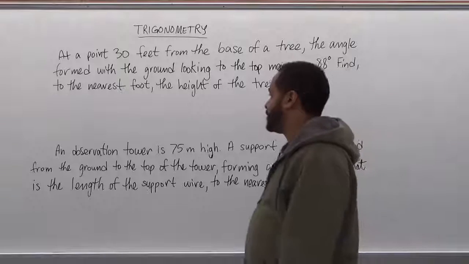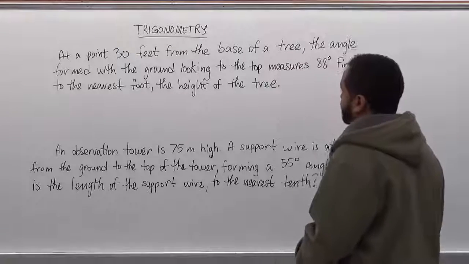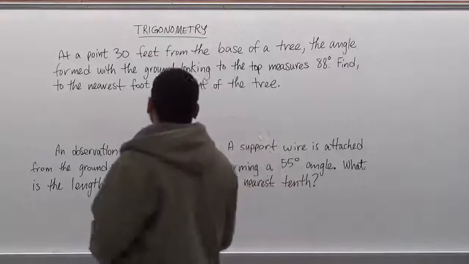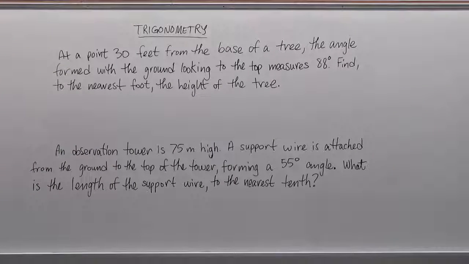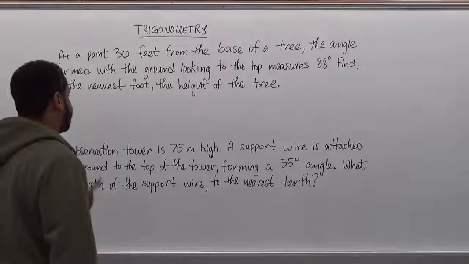We have two questions. The first one says, at a point 30 feet from the base of a tree, the angle formed with the ground looking to the top measures 88 degrees. Find to the nearest foot the height of the tree.